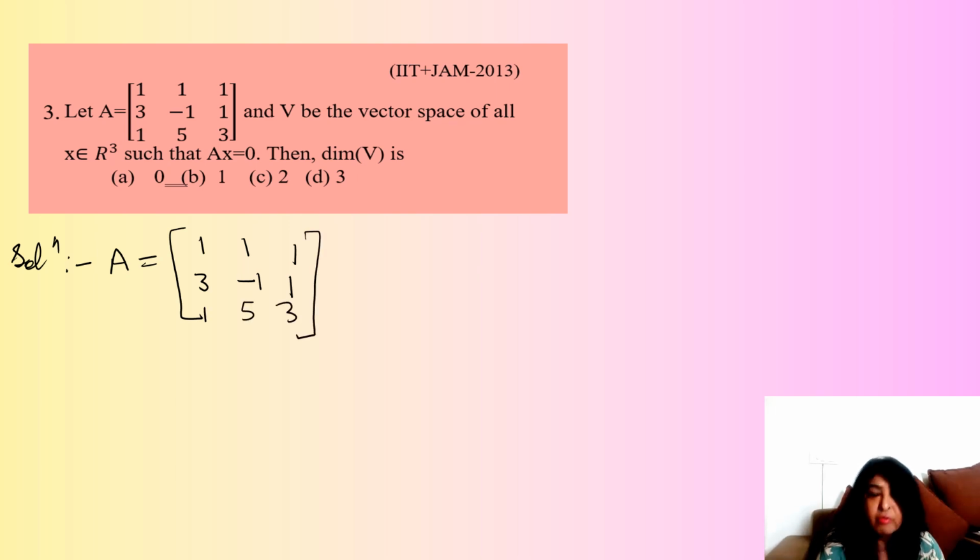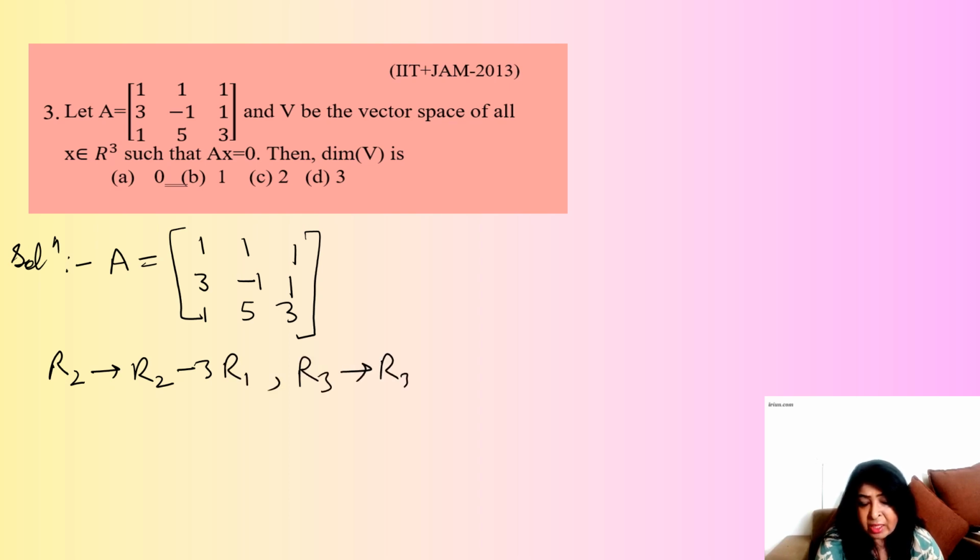So first of all we will find the rank of this matrix. So how we will find the rank? We will change this matrix to the row echelon form. All of you are aware of the echelon form. So we will apply the elementary row operation. First operation will be R2 minus 3R1, then R3 minus R1. So what you will get?